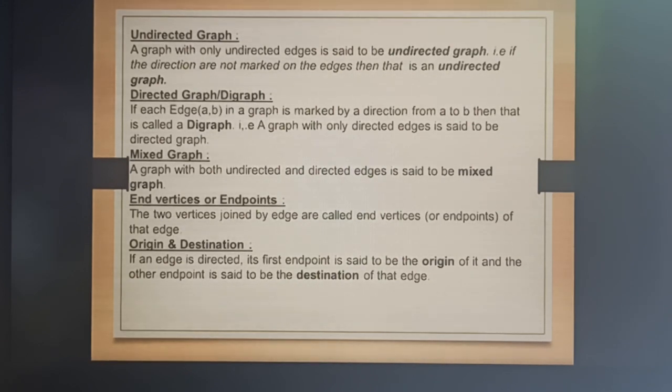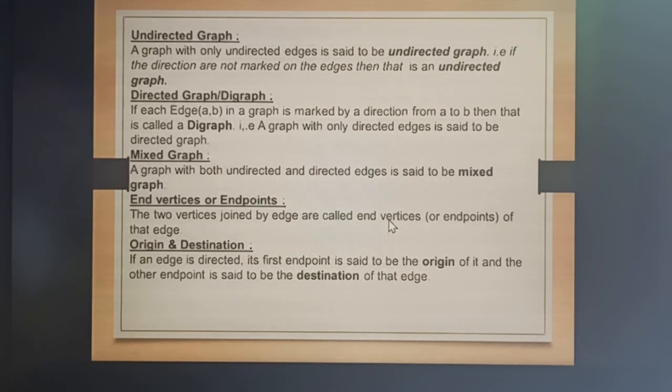When we join two vertices, it contains one edge, and that edge has one starting point and one ending point. So the two vertices joined by an edge are called the end vertices or endpoints. Suppose A and B are two vertices and they are joined by the edge AB, then A and B are the endpoints and end vertices.